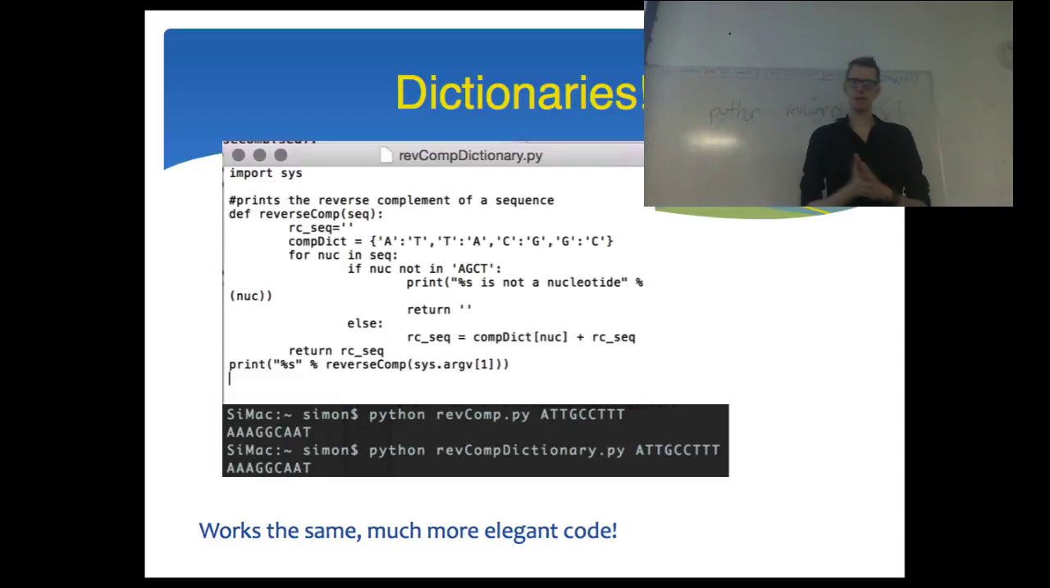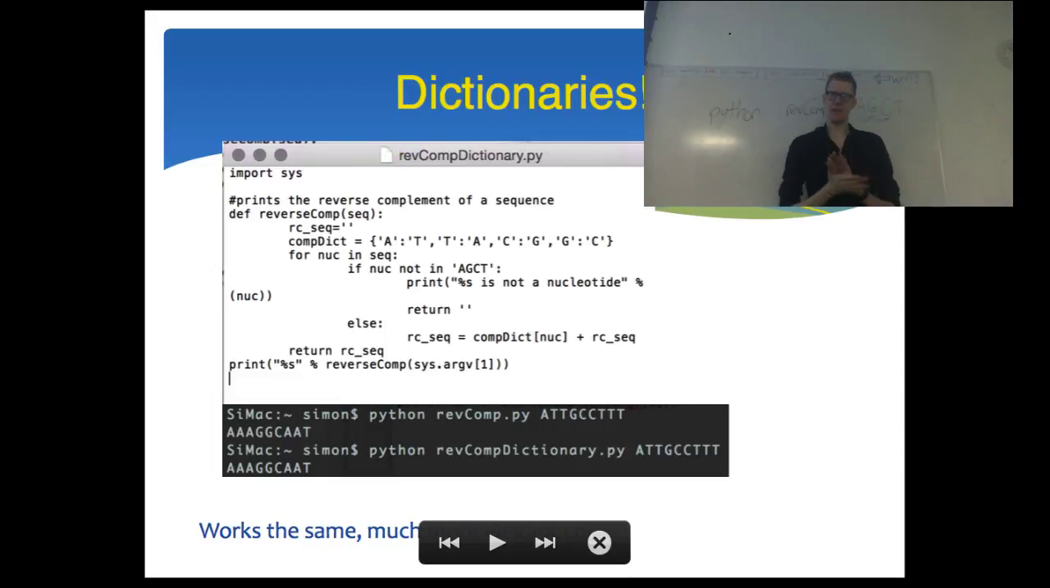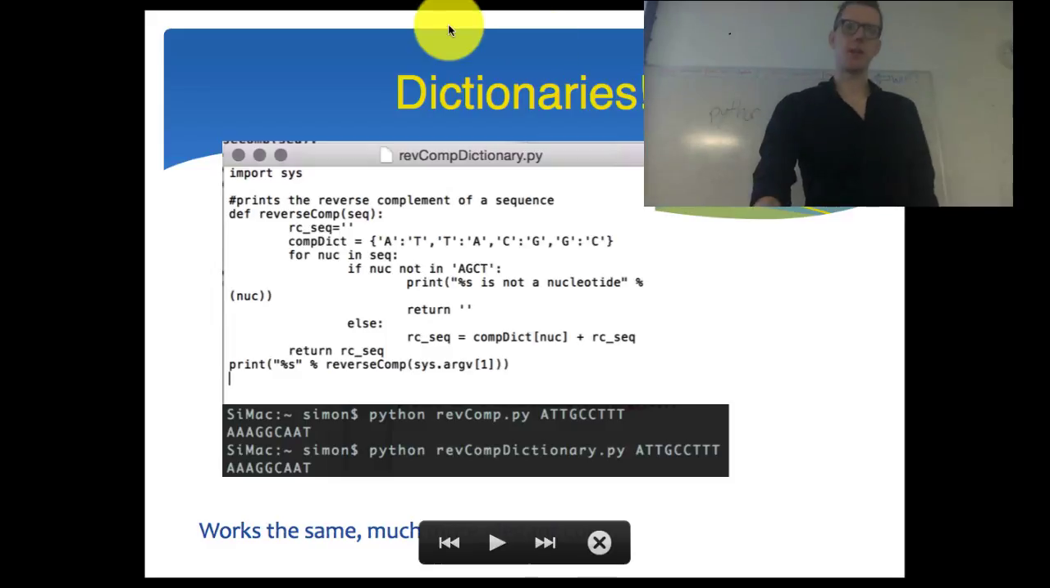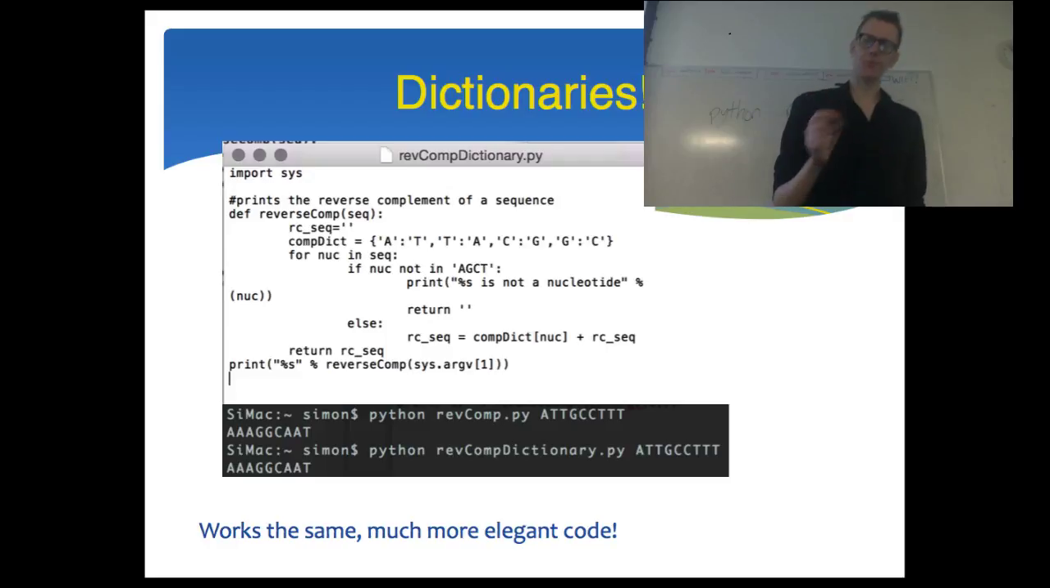So we're going to tweak our code. I actually saved it as a new version, revcompdictionary.py. But the aim of this is to achieve the same thing, but in a more elegant way using a dictionary. Okay, so the first part of the code looks the same. We still import sys, still have my code comment, I'm still defining a function, and I'm still starting with an empty string called rcseek, ready to be filled with values.